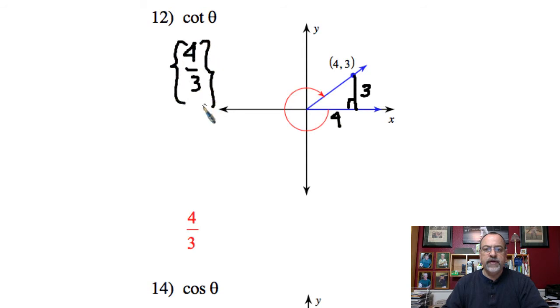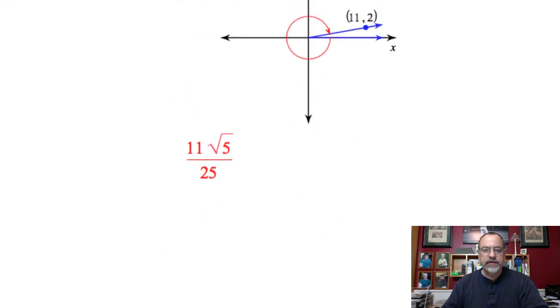Now the nice thing about tangent and cotangent is if you know the x and y value, you don't need to know the r. So you really don't have to determine anything. You can look right at the ordered pair and determine that trig ratio rather quickly. Again, tangent being y over x, cotangent being x over y, the reciprocal.